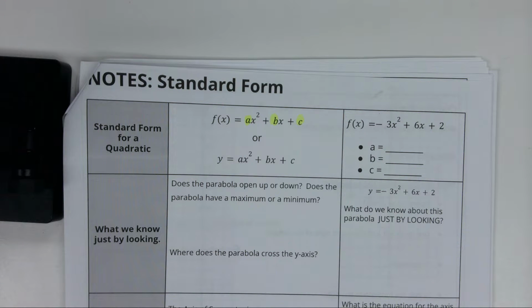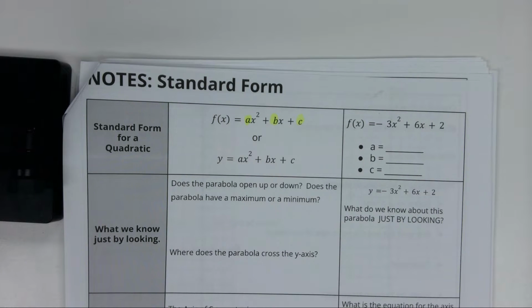All right, so A is the same A. That's the only thing that's the same. So when we do find our vertex, what we're going to use A for is that over one up or down business.